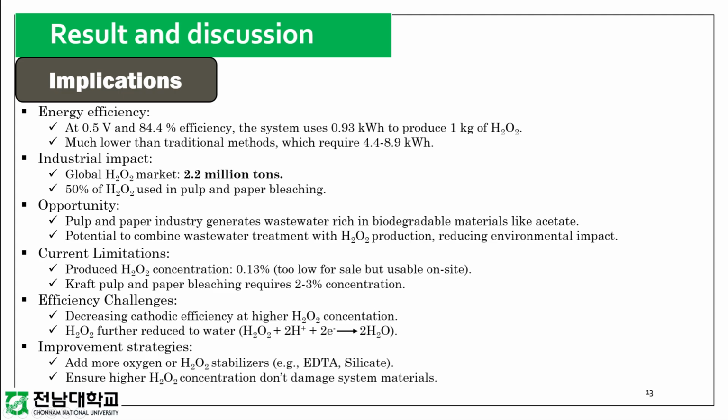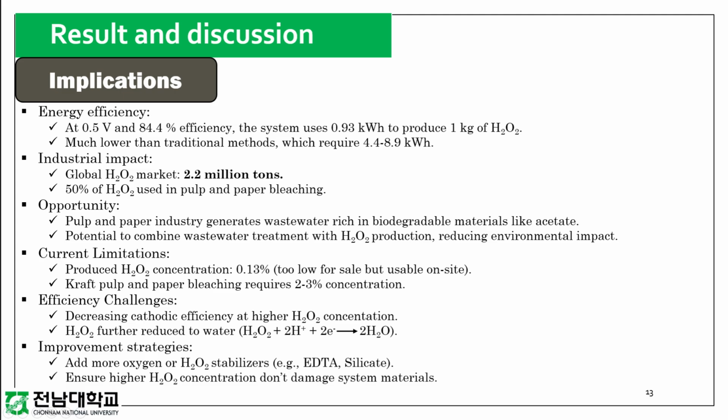Currently, the system produces hydrogen peroxide at a low concentration of 0.13%, which is too low for commercial sale but can be used directly on site. For instance, the kraft pulp and paper bleaching process requires a concentration of 2 to 3%.